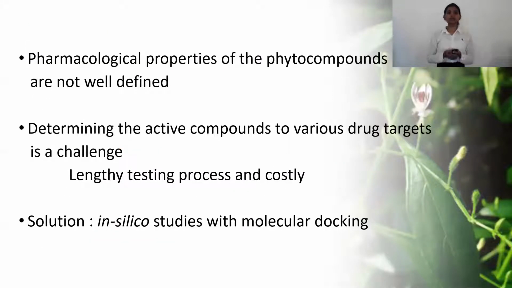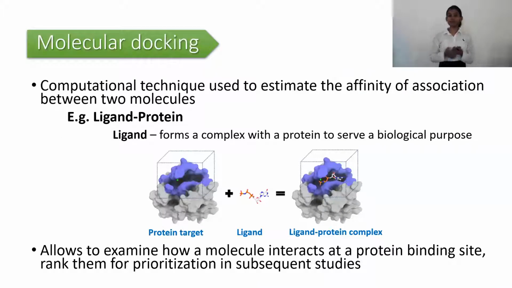However, the pharmacological properties of the phytocompounds are not well defined, because testing each and every compound against various drug targets under laboratory conditions takes more time and is expensive. Therefore, in silico studies with molecular docking can be used as a solution in order to reduce the complexity of laboratory experiments. Molecular docking is a computational technique that is used to estimate the affinity of association between two molecules.